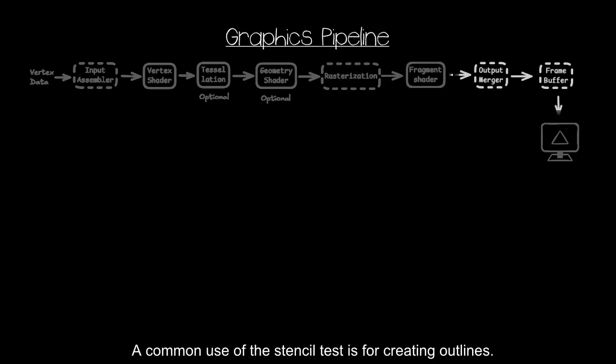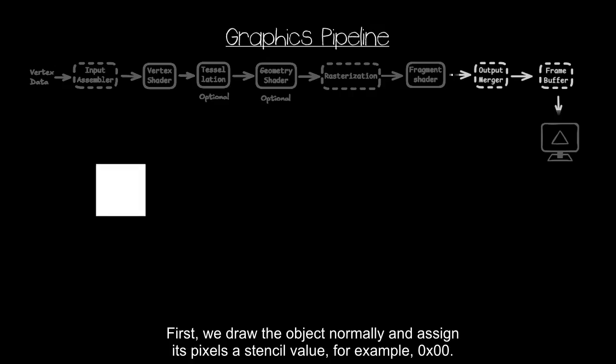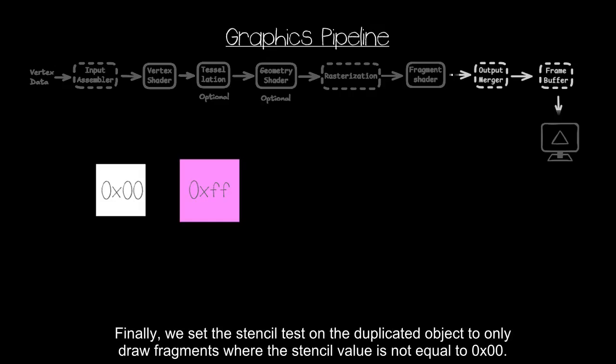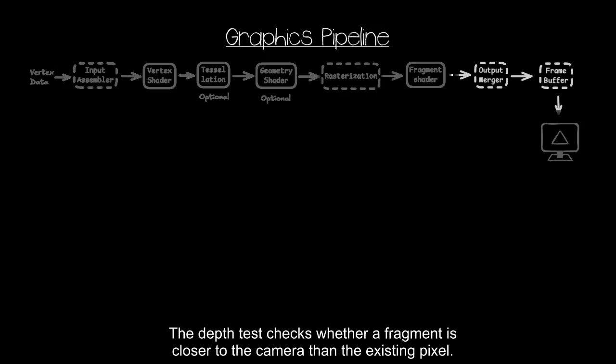A common use of the stencil test is for creating outlines. First, we draw the object normally and assign its pixels a stencil value, for example 0x00. Then we duplicate the object, slightly scale it up and assign it a different stencil value like 0xff. Finally, we set the stencil test on the duplicated object to only draw fragments where the stencil value is not equal to 0x00.